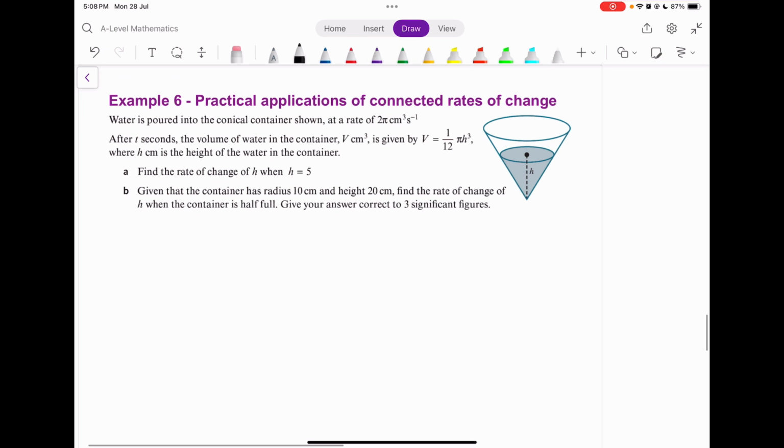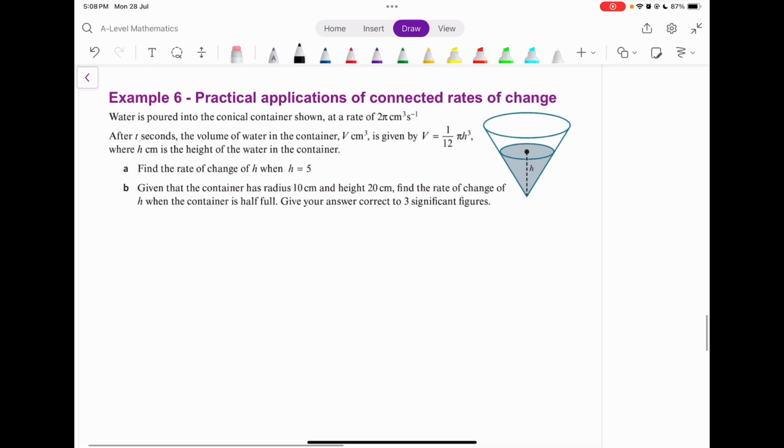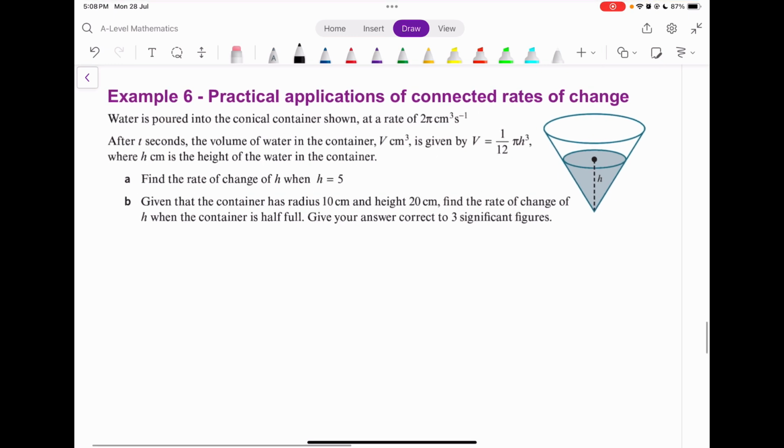Now, water is pouring into the conical container shown at the rate of 2 pi cm cube per second. Again, the unit says it all. So we have dV over dt equals 2 pi. You can see this directly from the unit. Now after t seconds, the container has the volume V, given by 1 over 12 pi h cube.